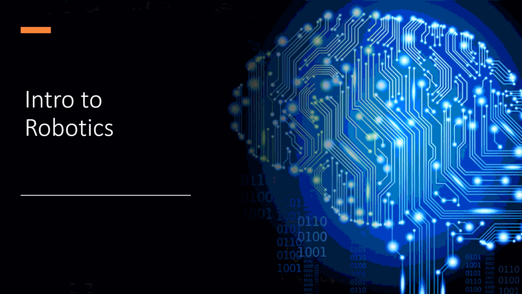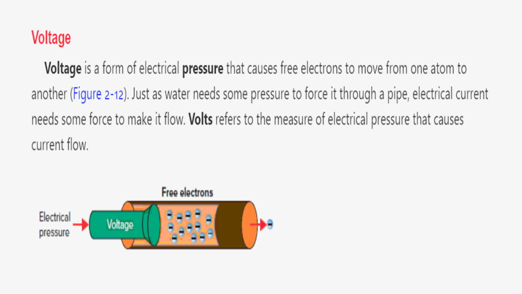Hi there, and welcome to this introduction to robotics. So in our first lesson, before we get into any kind of circuitry, we're going to need to understand a few basic concepts about the flow of electricity. The first thing we're going to discuss is a concept called voltage.